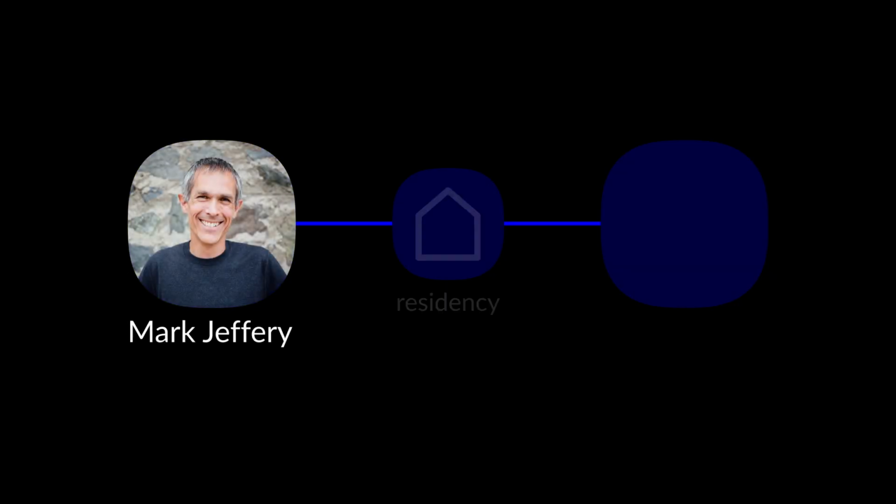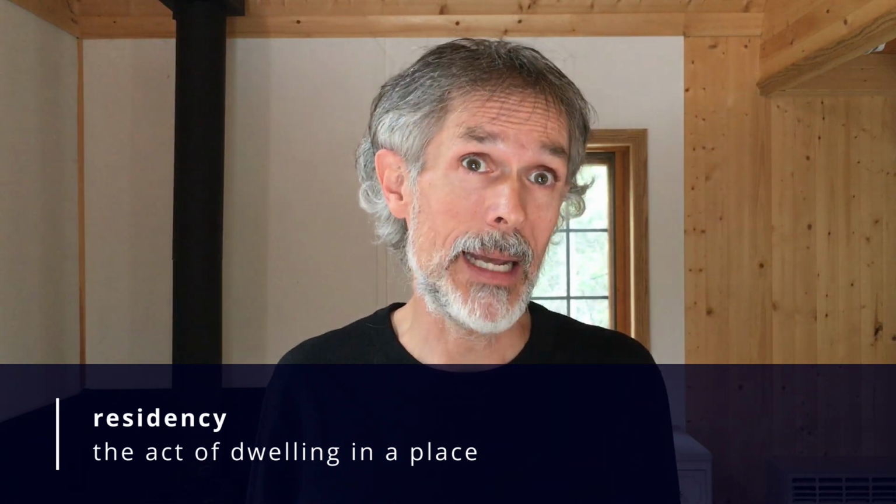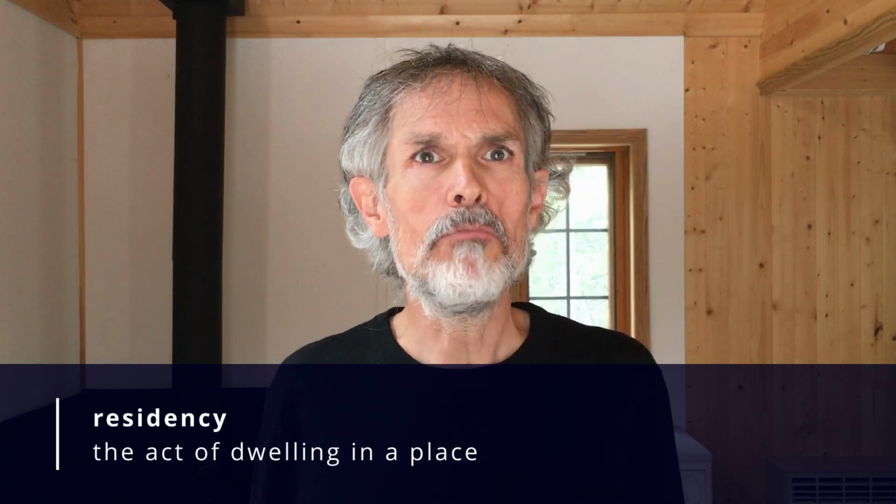Clearly, this is an asymmetric relationship. I live in Canada, but Canada doesn't live in me, at least not literally. So a 3-node hyperedge, me, residency, Canada, is missing something. Sure, the type node, residency, which according to WordNet is the act of dwelling in a place, tells us that there's some living going on here. But it doesn't tell us whether I live in Canada or whether Canada lives in me.